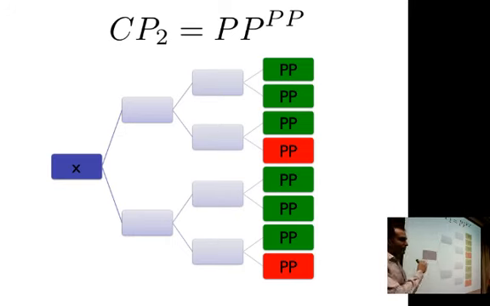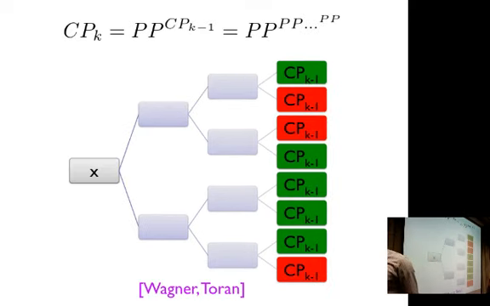So I'm defining the levels of the counting hierarchy, which is a counting analog to the polynomial hierarchy. And we can recursively construct the kth level from the k minus first level. We just count the number of non-deterministic paths that at the end make an oracle call to the k minus first level. And we want to know whether a majority of these paths accept or not.